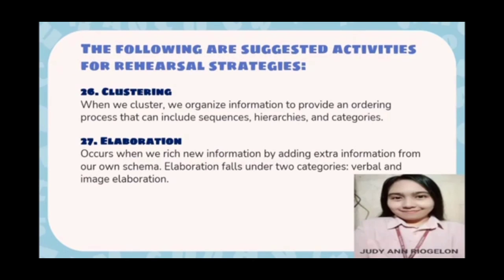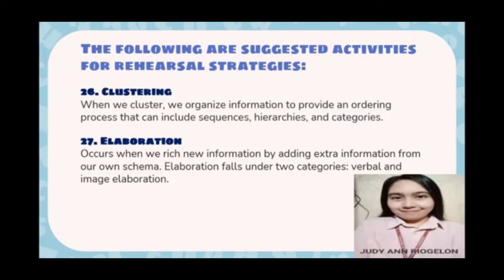Next is clustering. When we cluster, we organize information to provide an ordering process that can include sequences, hierarchies, and categories. Clustering is grouping a set of objects in such a way that those objects in the same group or cluster are more similar to each other than to those in the other cluster.